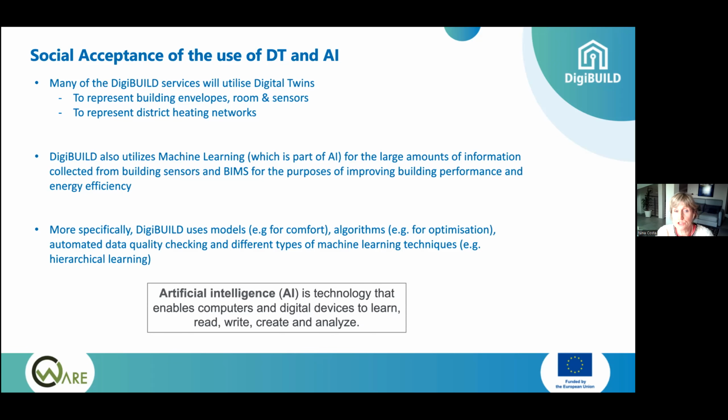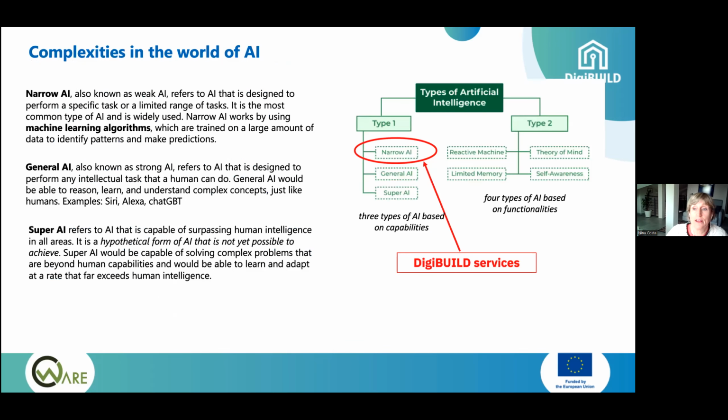Now, I just want to try and put machine learning into the bigger picture of artificial intelligence. So I've just added a simple definition of artificial intelligence, I think you're all aware of that already. But if we look at the world of artificial intelligence, it's getting very complex in nature. So I've managed to find this analysis where they separate artificial intelligence into two types. One categorization is based on the capabilities of AI, and the other type is based on the functionalities of AI.